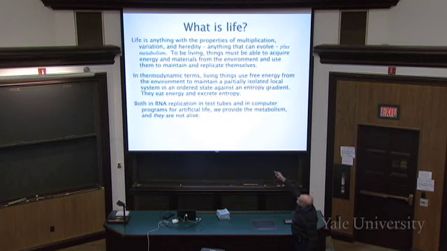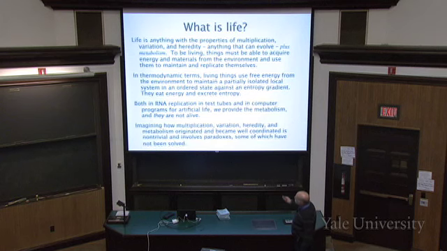So if you can get, independent of any human intervention, any system that's got multiplication, variation, and heredity, so the basics to make natural selection work, and you can arrange metabolism, then it's going to start to evolve, and it will be alive. So our problem is to figure out, how did this all get going?